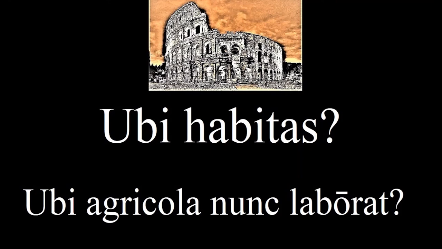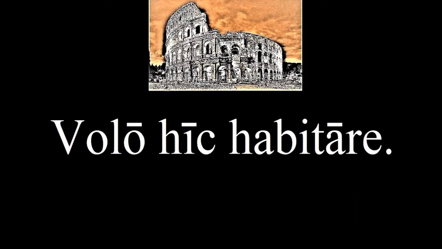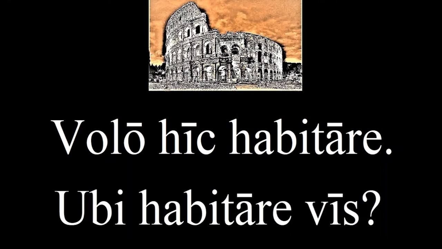And do you remember what the next sentence means? Volo hic habitare. I want to live here. The verb meaning to want is irregular. Try to guess the meaning of the next sentence. Ubi habitare vis? Where do you want to live?